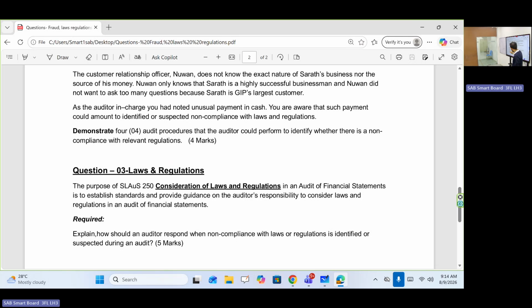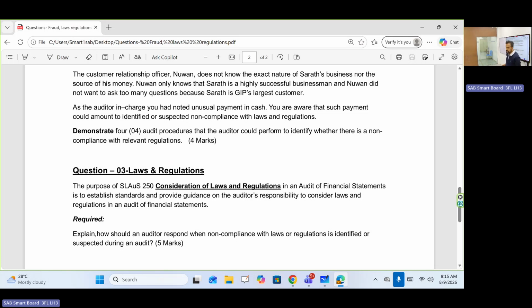Question again. Explain how an auditor should respond when non-compliance with laws and regulations is identified or suspected. This is the one with the case we have discussed in the second question. This is a straightforward theory question, so here you don't need to explain much. Just write those 6 points.